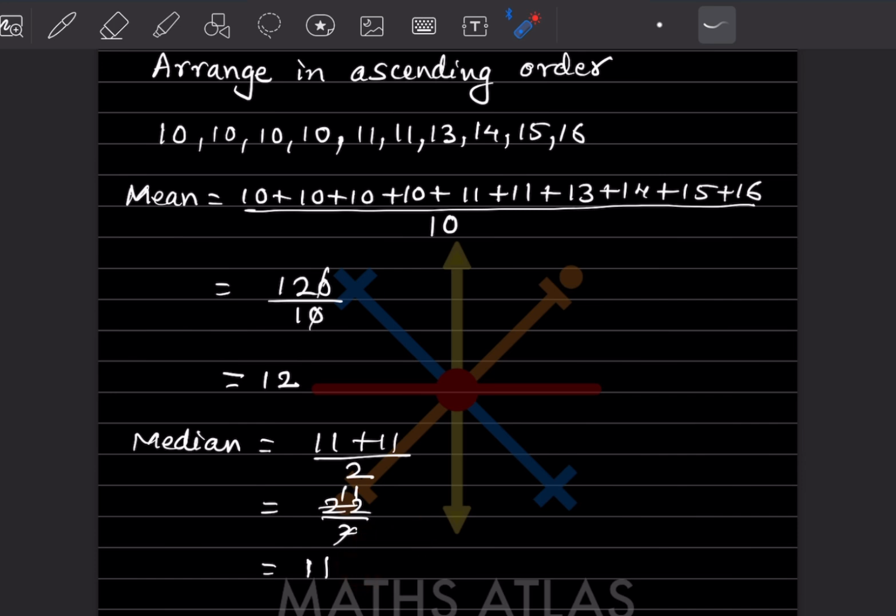And the mode. Mode means you can see this 10 is repeated many times. So the mode is 10.